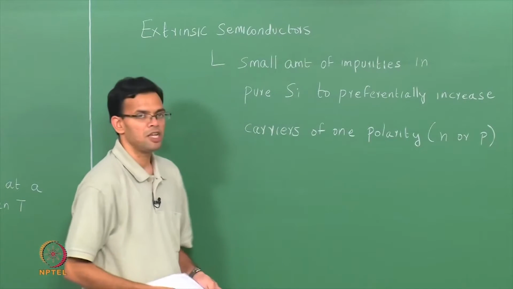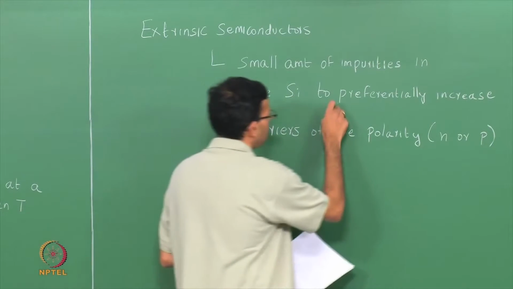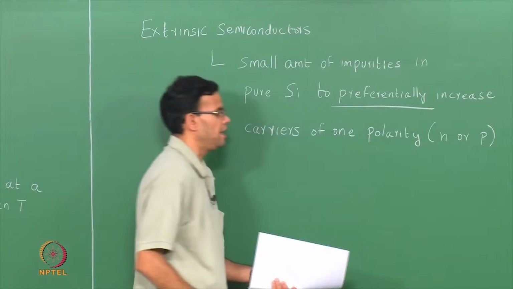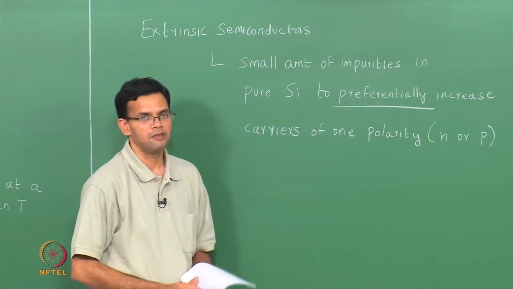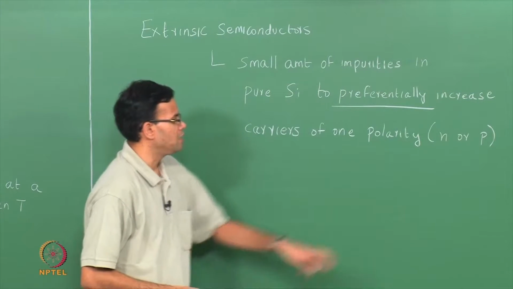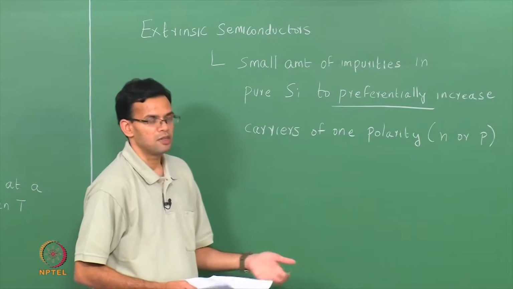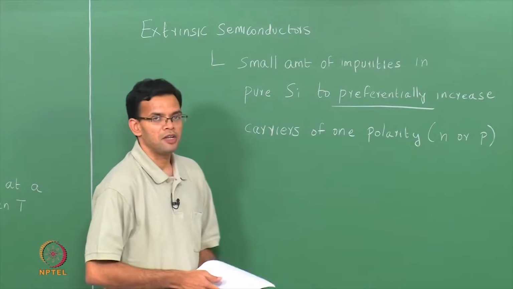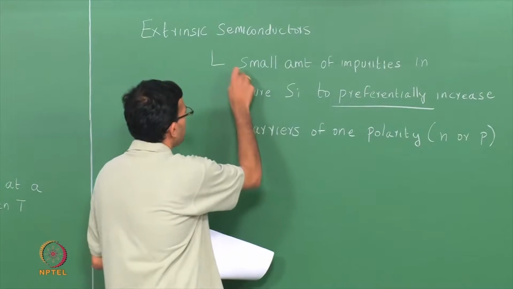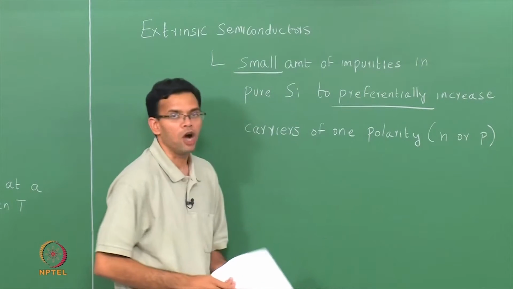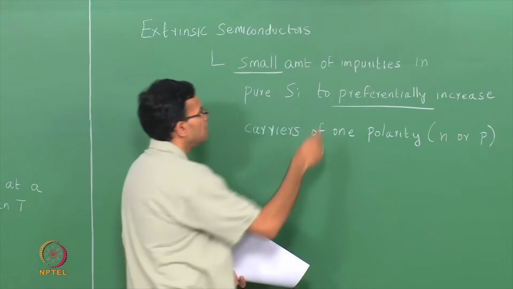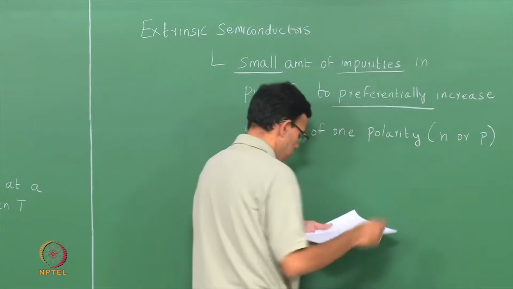So, the preferential part comes from the law of mass action, which says n into p is a constant at a given temperature. So, if we manage to increase n, we will decrease p and vice versa. There are two other operative terms here. One is small, we will see how small is small. The other word here is impurities.